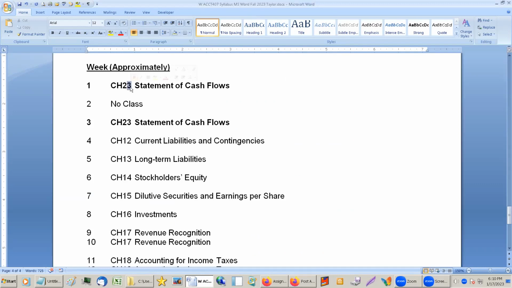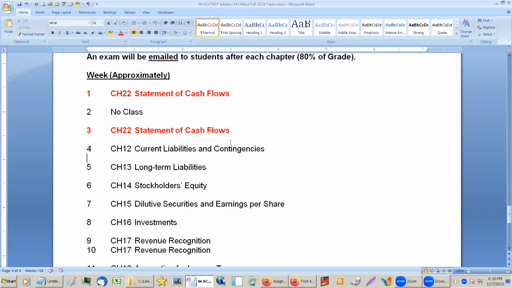This should say 22. Make this correction if you would. Not a complete mess up, but I do mess up. So this is chapter 22, statement of cash flows. And this will be the first thing we start out with.